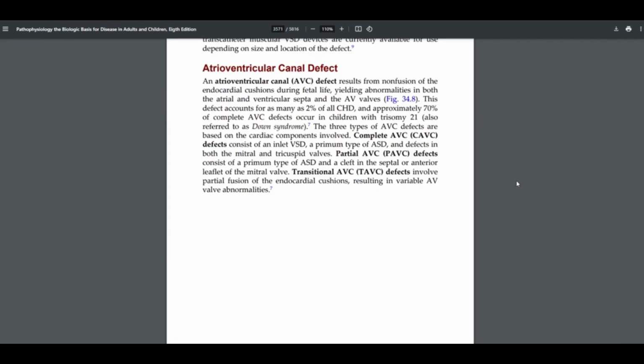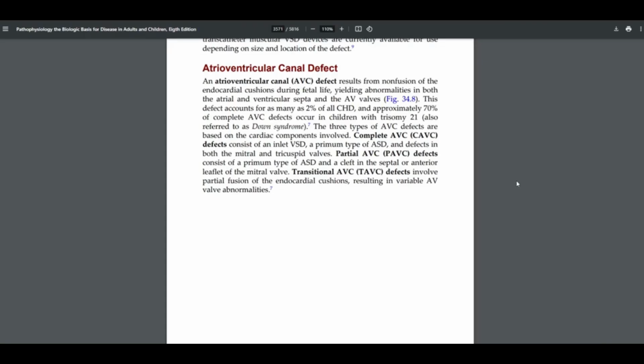That brings us to atrioventricular canal defects. An atrioventricular canal defect results from non-fusion of the endocardial cushion during fetal life, yielding abnormalities in both the atrial and ventricular septa and the AV valve. This defect accounts for as many as 2% of all CHD, and approximately 70% of complete atrioventricular canal defects occur in children with trisomy 21, or Down syndrome.